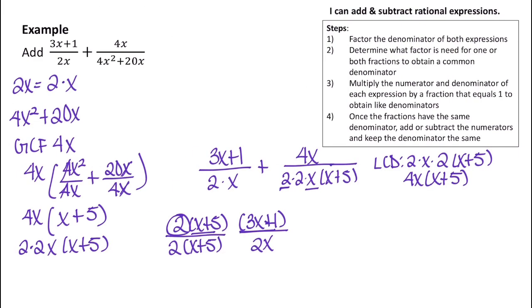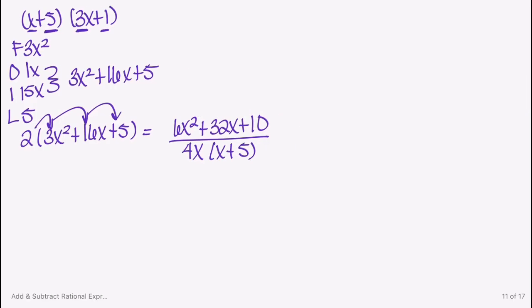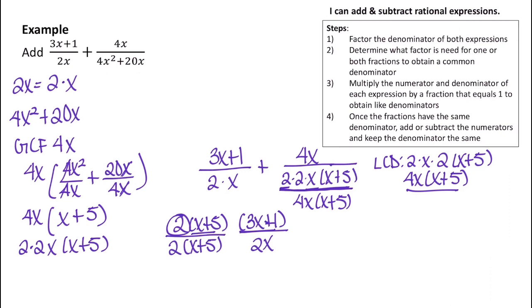Now let's work on the second fraction. Well, the second fraction, let's look at that denominator. It's already 4x times x plus 5. So I don't need to multiply it by anything. It already has the common denominator, so I'm just going to recopy that expression. So I have 4x over 4x times x plus 5. Okay, so I just took that second fraction and recopied it because I didn't need to change anything.